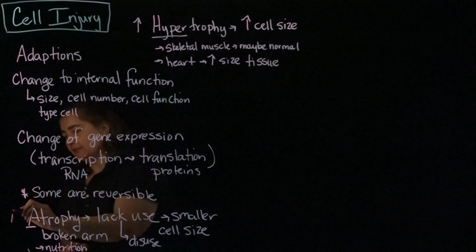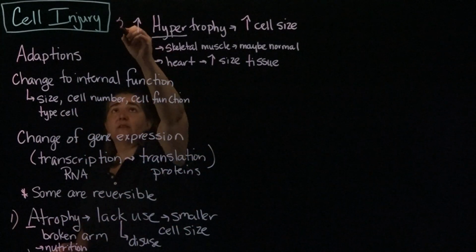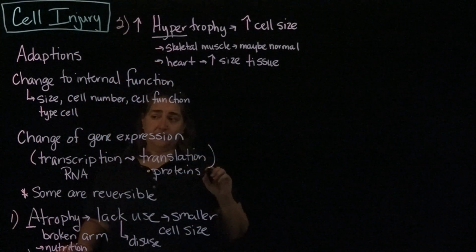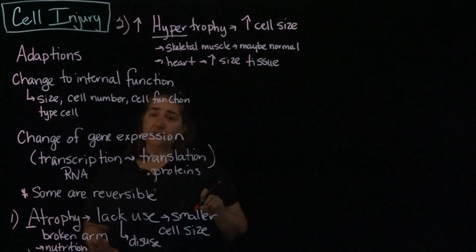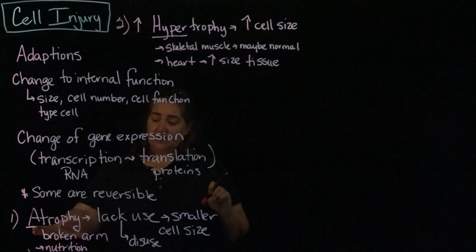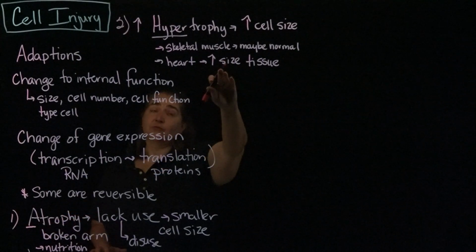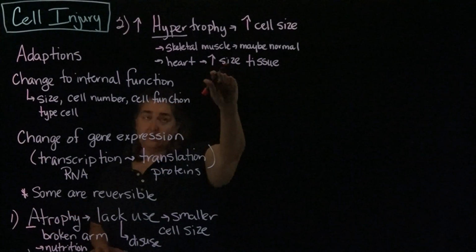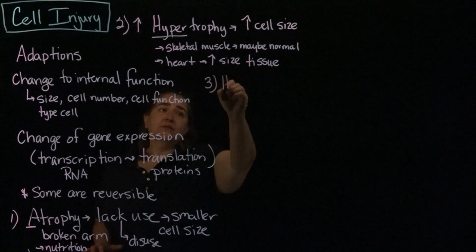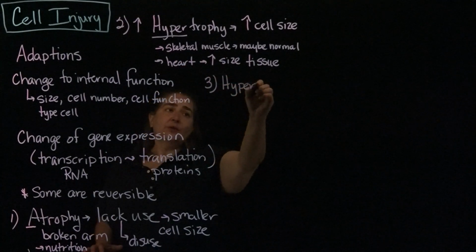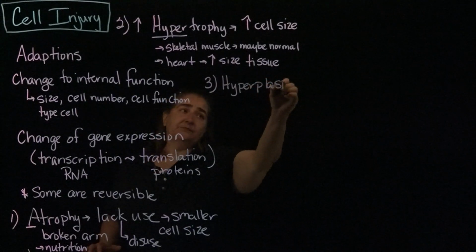Maybe I should label these. We've got 1 for atrophy, 2 hypertrophy, okay? So the trophies go with cell size. Atrophy smaller, hypertrophy bigger, okay? To focus on another hyper, we could have hyperplasia.